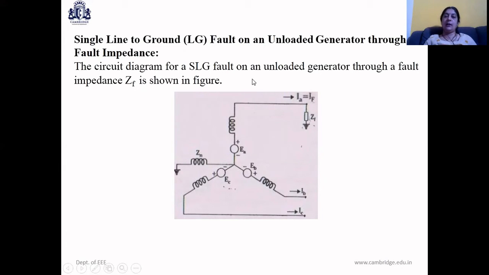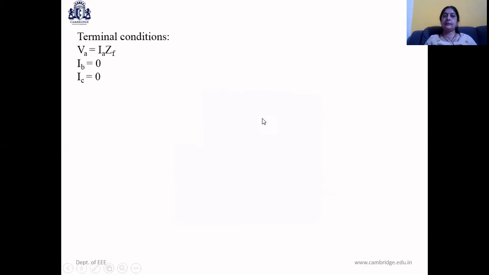Otherwise, all other remaining parts are the same as in the previous case. So the terminal conditions now change. The currents IB and IC still continue to be 0, but the voltage at the point of fault will now not be equal to 0, but will be equal to the drop in the fault impedance, IA into ZF. Further, IA is nothing but equal to the fault current IF.